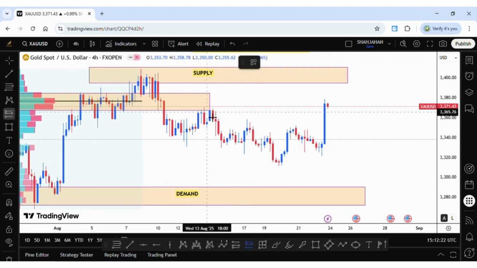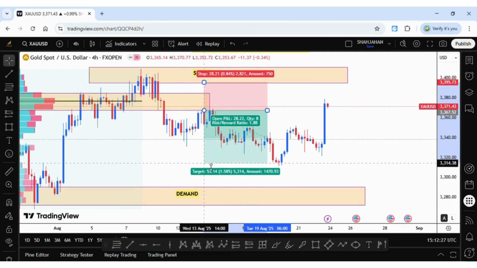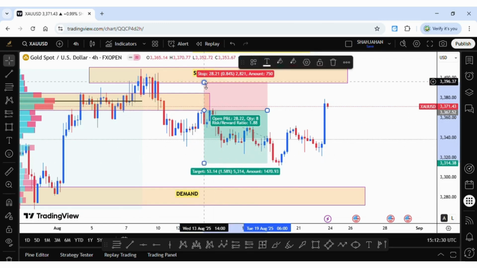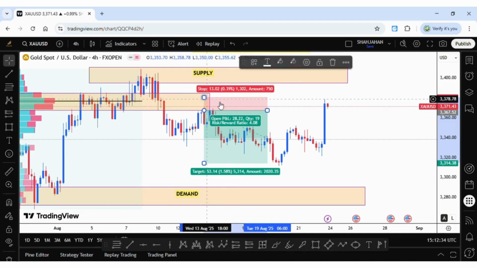and you have to take a short trade from here, and the risk reward should be minimum 0.39 is your risk, and reward is 1.58. So this is almost a 1:6 reward ratio. This is very good in gold. If you are taking just one trade and holding it, this is enough.